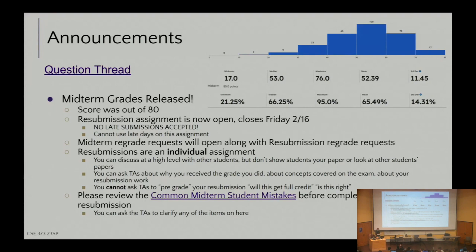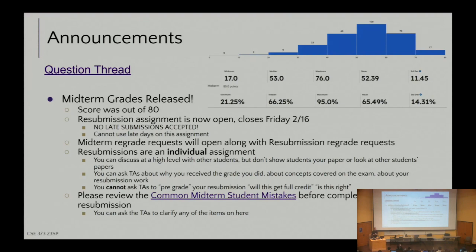So for the regrade thing, is there a way to just regrade one? Yeah, you should be able to select which questions you want to resubmit. So for example, if you did really well on a question, you're like, great, I don't want to change that score, you don't have to resubmit that one.